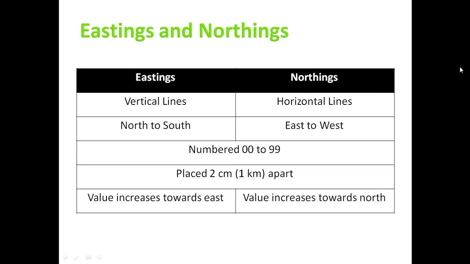Let's see the comparative view of eastings and northings. Eastings are vertical red lines running north to south and northings are horizontal red lines running east to west. The values of easting and northing run from 00 to 99, and each red block drawn on the topographical map is 2 by 2 centimeters and covers 1 kilometer distance. The value increases towards the east for eastings and towards the north for northings.